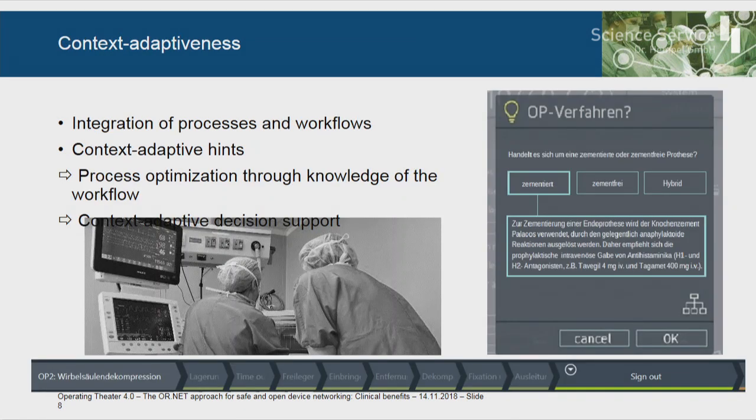One of the most important things for doing that is the context adaptiveness. So the process and the workflow of, for example, a surgical procedure, like you can see on the bar on the bottom, is split into several surgical steps, so that the system knows the current stage, the current step of the surgical intervention, and can give context-adaptive hints, context-adaptive advices, and also some information and alerts if something is going wrong.